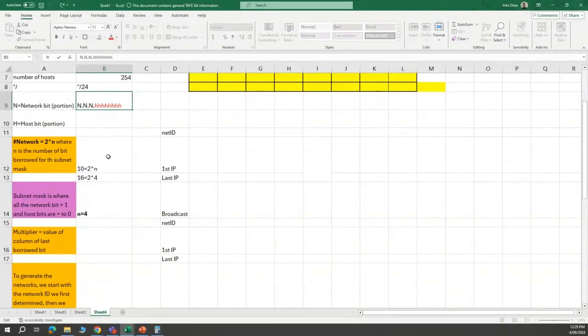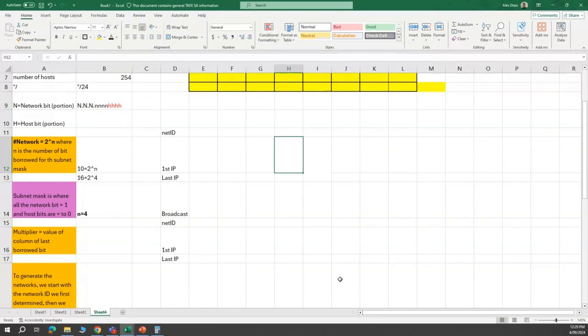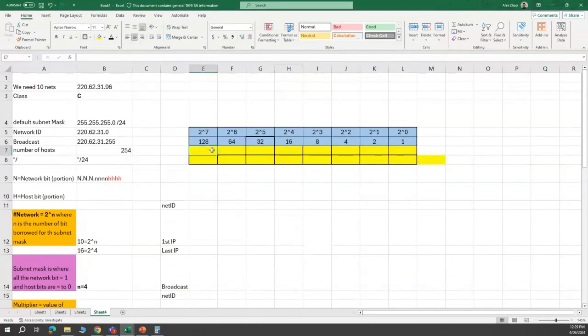But we need to borrow 4 bits. So therefore, I'm going to go 1, 2, 3, 4. And we're going to turn these little H's and little N's, which will make black again. All right, so N's. If we look at that last octet, it's going to be N, N, N, N, H, H, H, H, and obviously these two become that black.